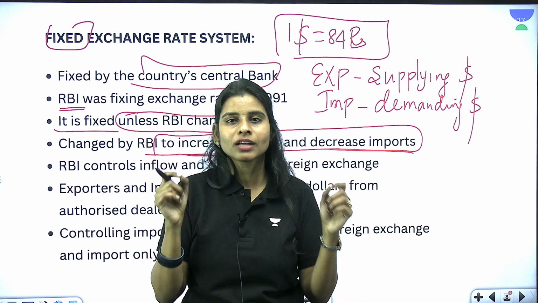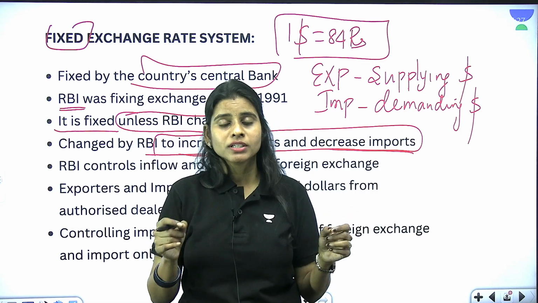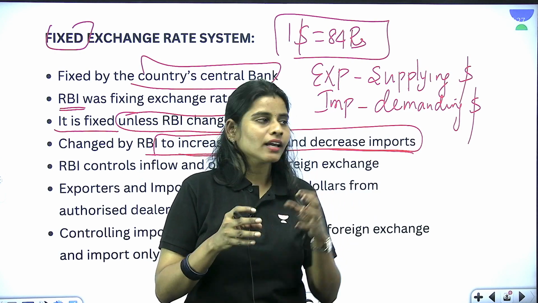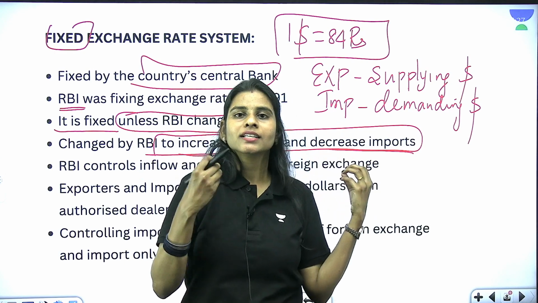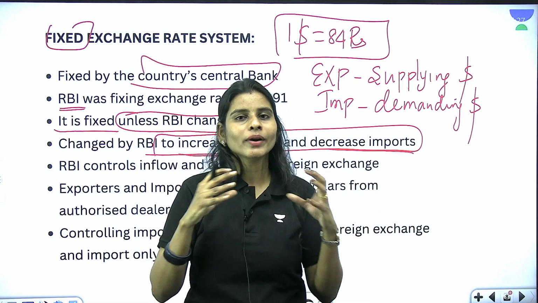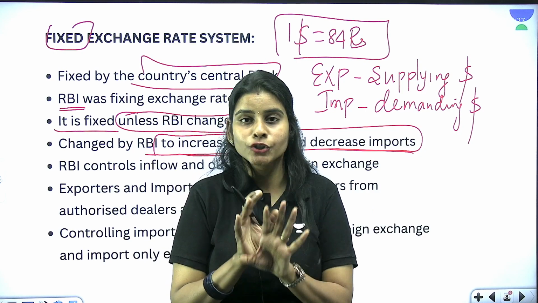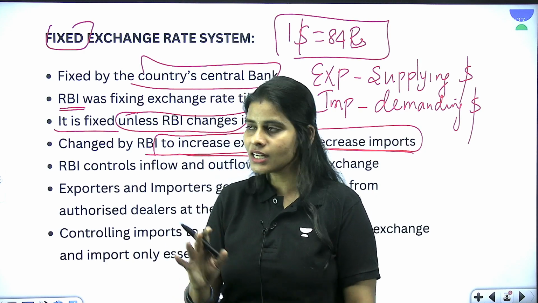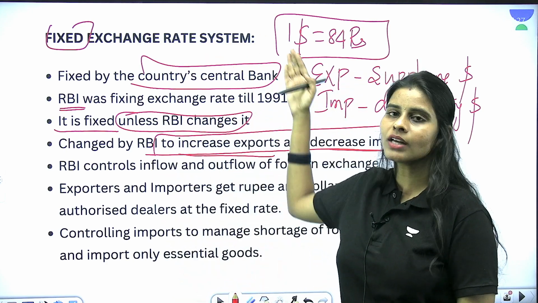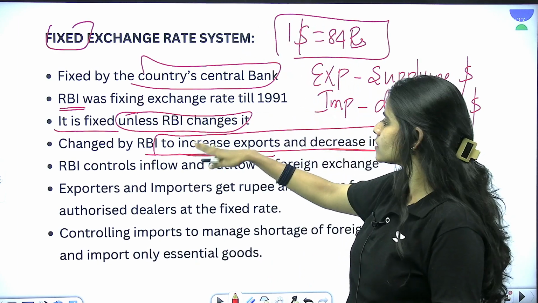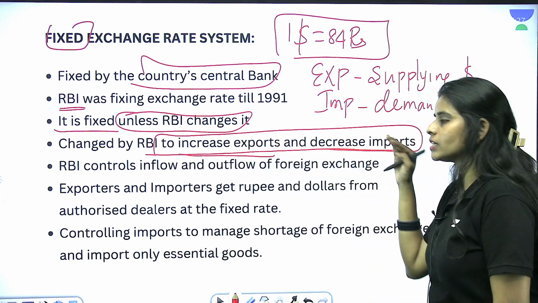If something like that is happening, then the government and the RBI will take care of the situation by altering this exchange rate in such a way that it is able to control the imports. How is it going to happen? We will see that shortly when I talk about the market exchange rate system in detail. But in the fixed exchange rate system, the RBI can simply change the exchange rate in such a way that it is able to increase exports and decrease imports.